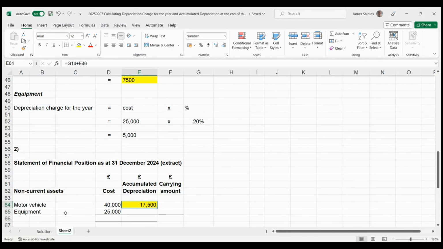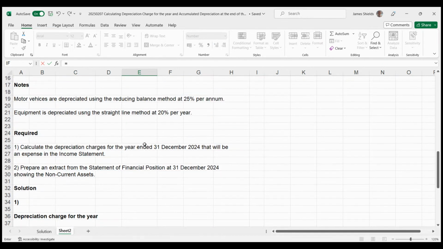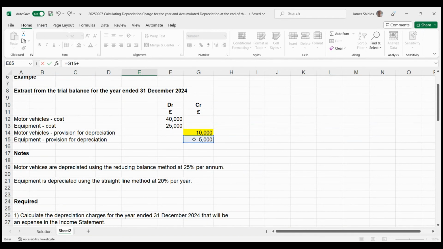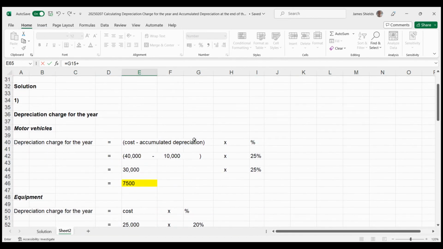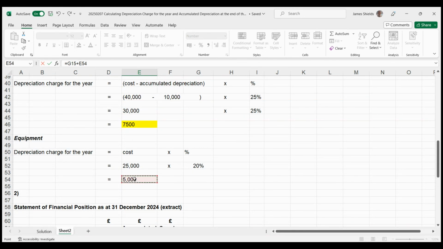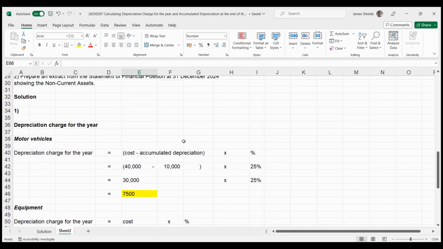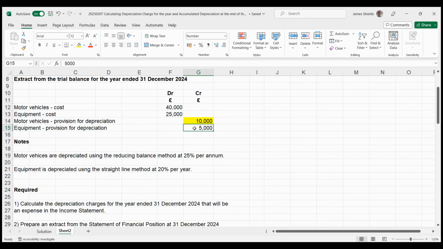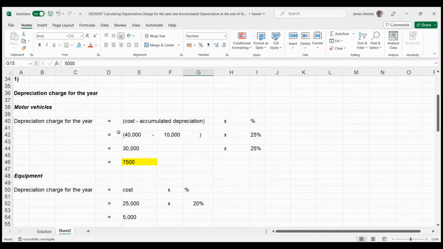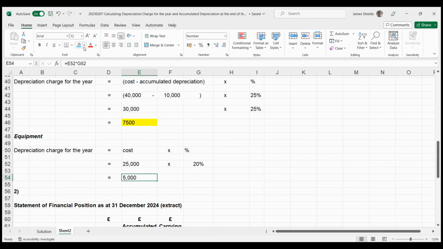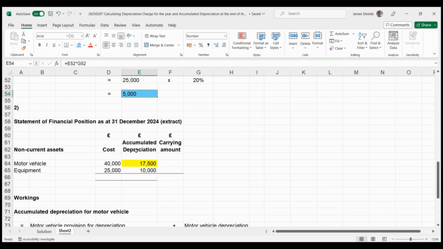Now, for the equipment accumulated depreciation, again, I go back to the trial balance, equipment provision for depreciation is 5,000, then plus the depreciation in the income statement, which is also 5,000. So that's going to give us a total of £10,000. So let me highlight those in a different colour so you can follow it. Light blue. Here we go. So we've got a light blue 5,000 now in the trial balance, £5,000 in this year's income statement, giving us a total accumulated depreciation of £10,000.